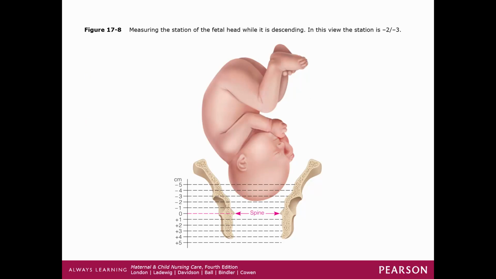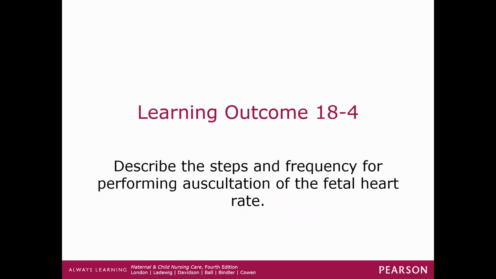And here's just a little review. I think I showed this to you last week, about the ischial spines. Ischial spines being 0 station. Anything above is minus 1, 2, or 3 centimeters. Anything below is plus 1, 2, or 3 centimeters.